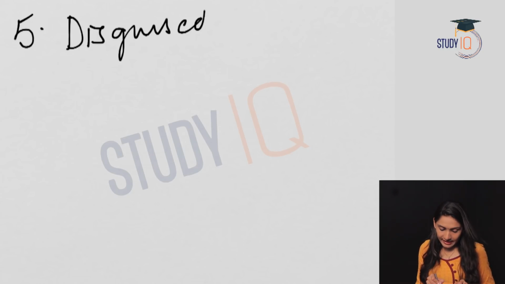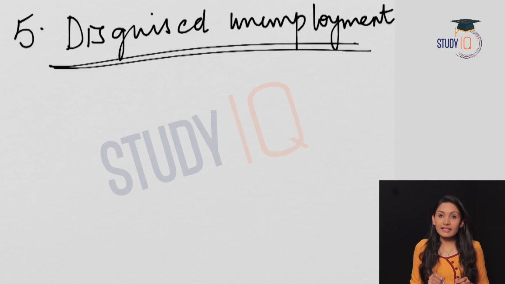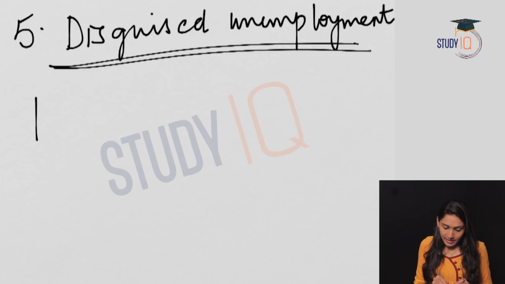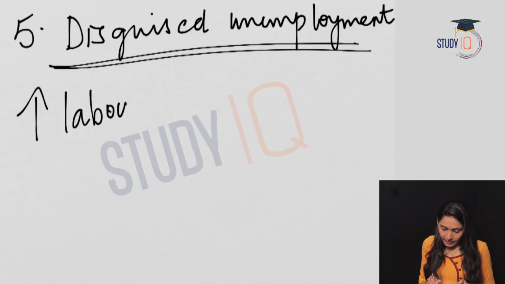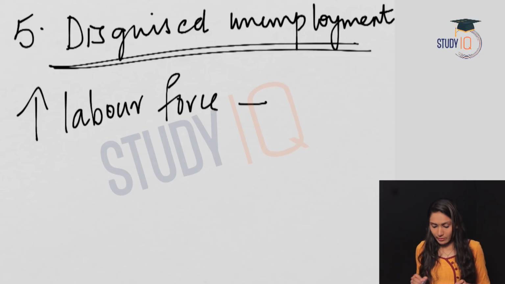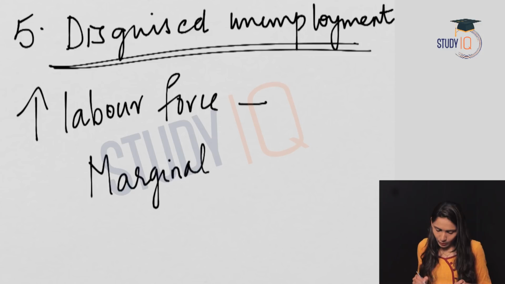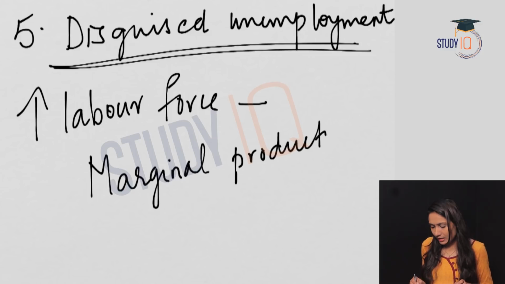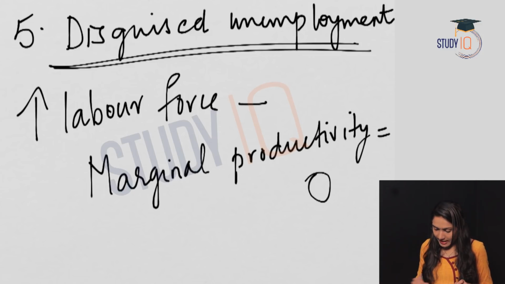Next is an important type of unemployment, that is disguised unemployment. Under disguised unemployment, a large labor force is available and they are able to find work also. But what is the problem? The problem is that the marginal productivity of this labor force is zero. How does this happen?